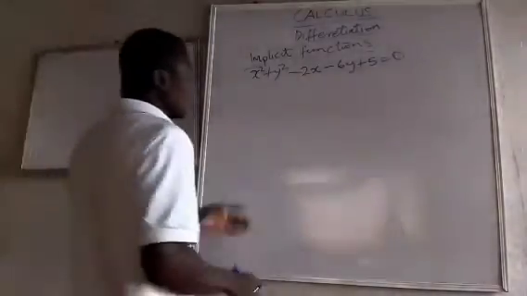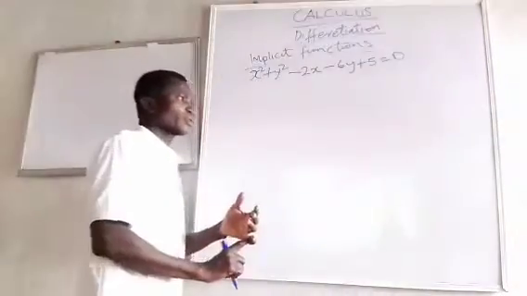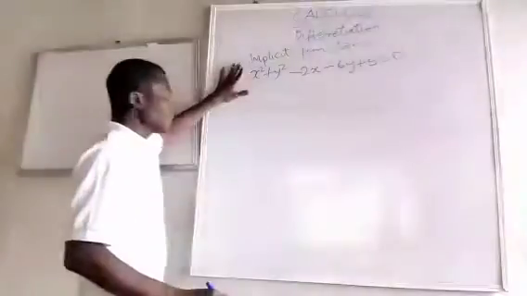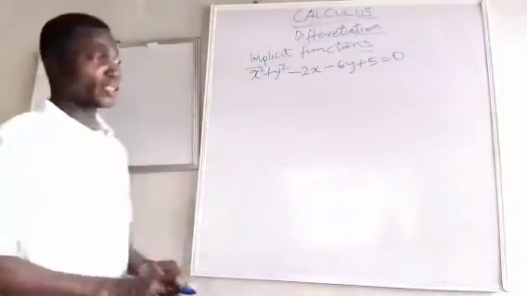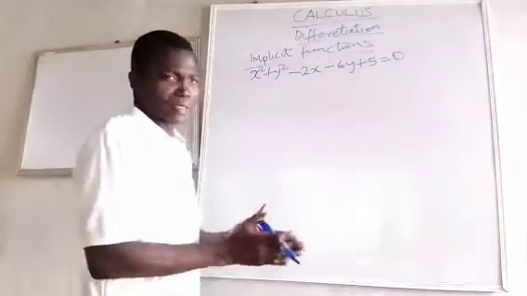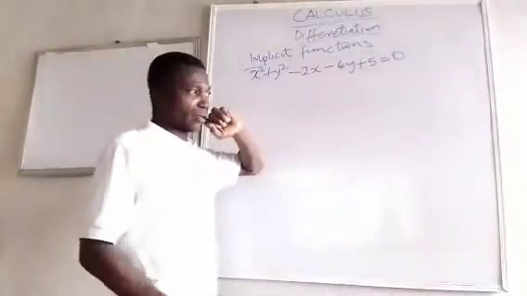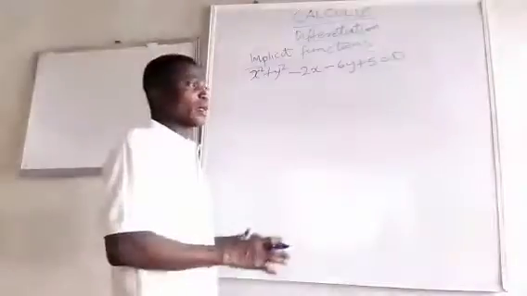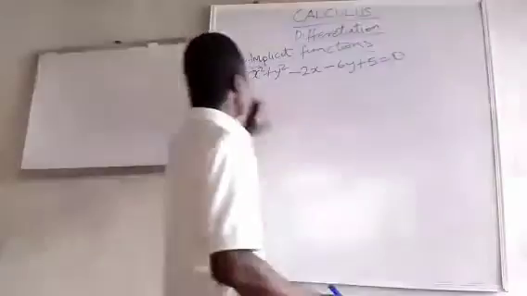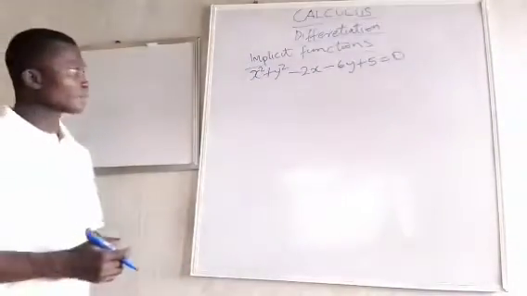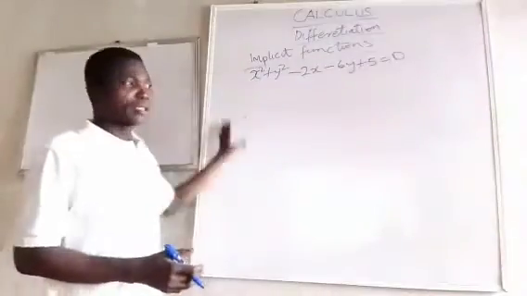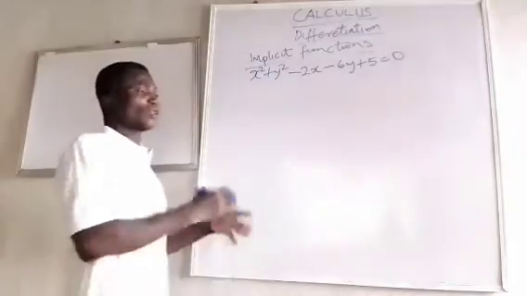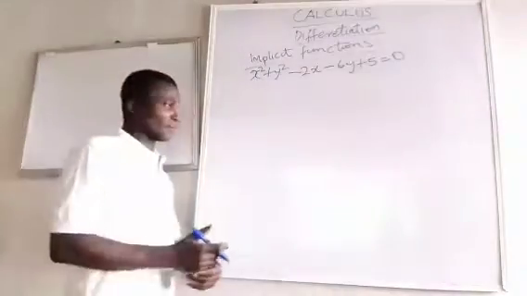Just as I have talked about products, quotients, chain, we can also talk about implicit function. Implicit function is a situation where we cannot easily make y the subject of the formula. Look at this. If I try to make y the subject of the formula, I will mess things up, and even if I succeed at the end of the day, to differentiate will be very difficult. But when you have it like this, you can still differentiate easily without going through the rigor of trying to make y the subject of the formula.